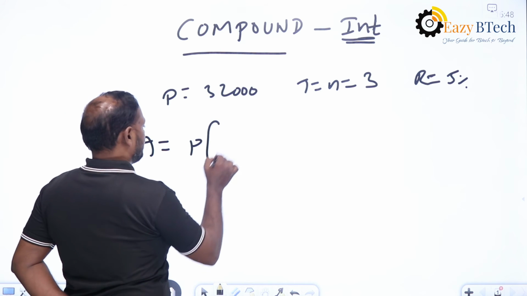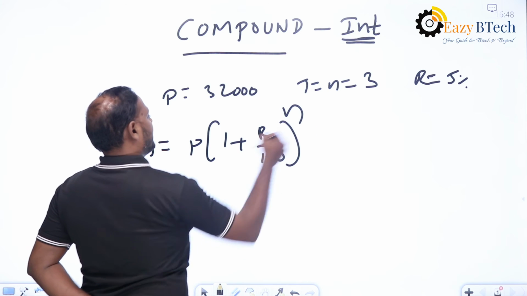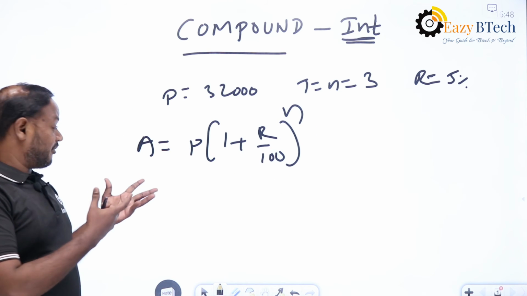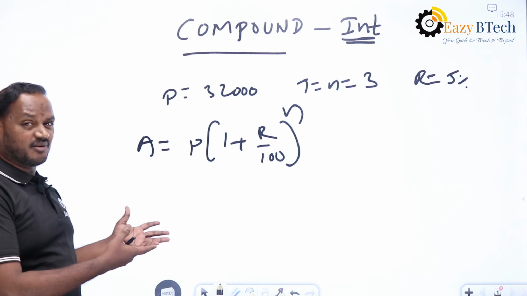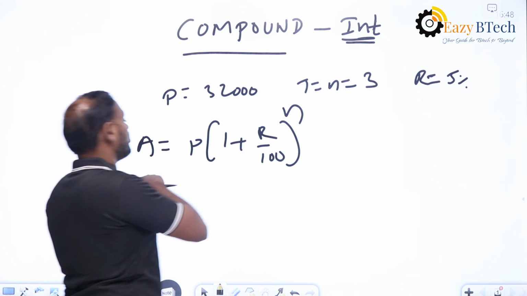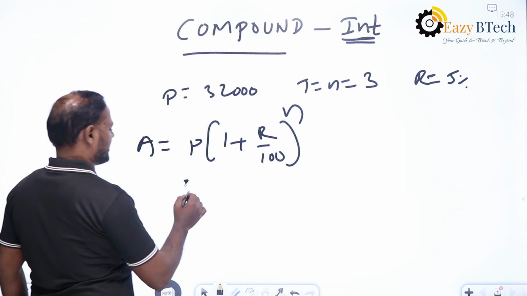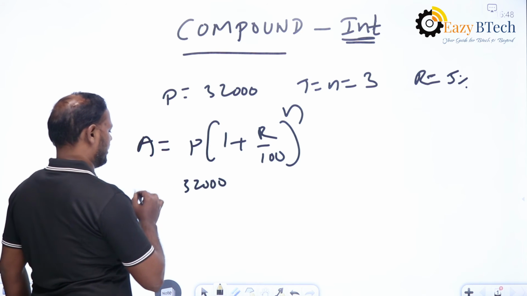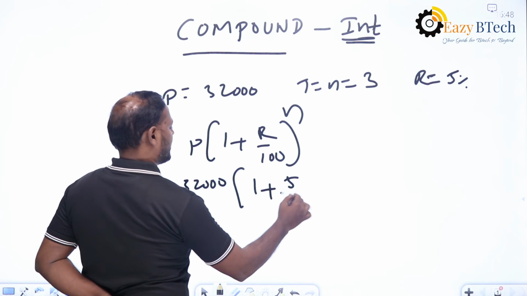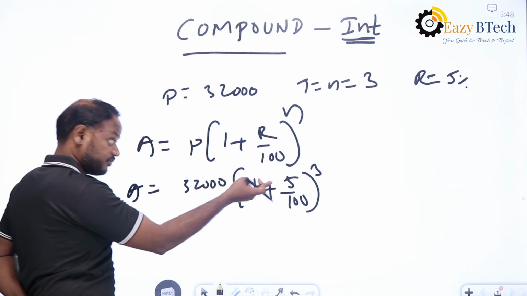P into (1 plus R by 100) to the power of N. This is the formula. Very tough and very dramatic situation, right? You cannot remember this formula. We can get the amount value: original 32,000 plus interest value is the amount value, right? Yes or no? A little bit difficult. So P means what? 32,000. Amount is equal to 32,000 into (1 plus R by 100) to the power of N, where R is 5. N means number of years by default, 3 years. Power 3 should be there.